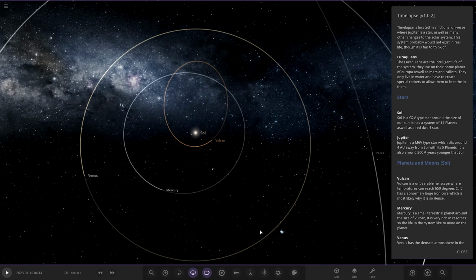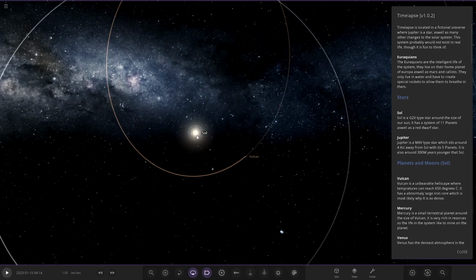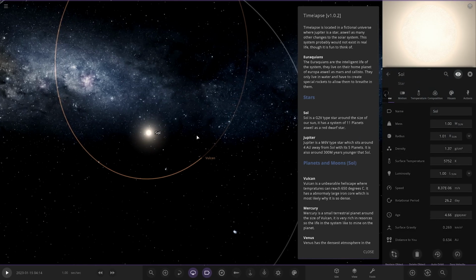Okay, stars. So we've got two stars. Sol. Sol's obviously the sun, around the size of our sun. Maybe the sun's slightly recalculated then, so it's actually a little large. I mean, it basically is the sun, actually. Yeah, look at that. The size of our sun is a system of 11 planets as well as a red dwarf star. So Jupiter is the red dwarf, sits 4 AU away with 5 planets. It is also around 300 million years younger than the sun.